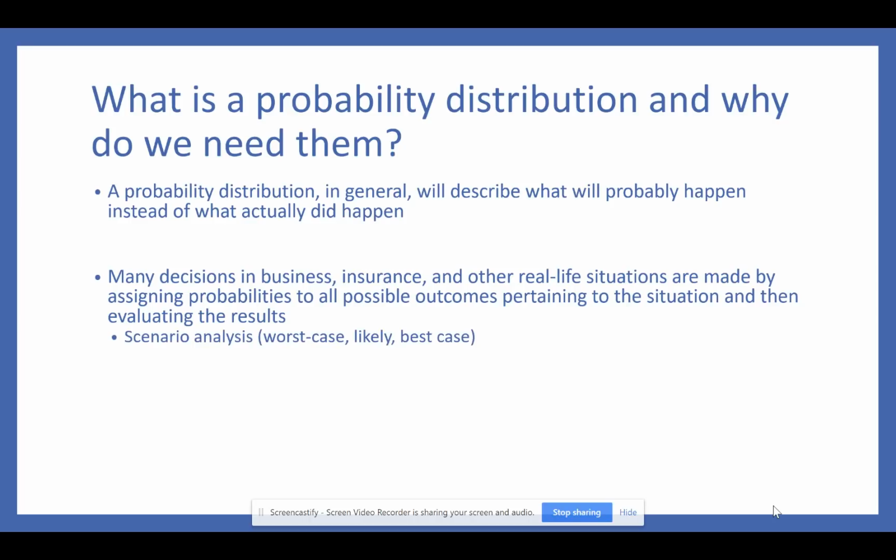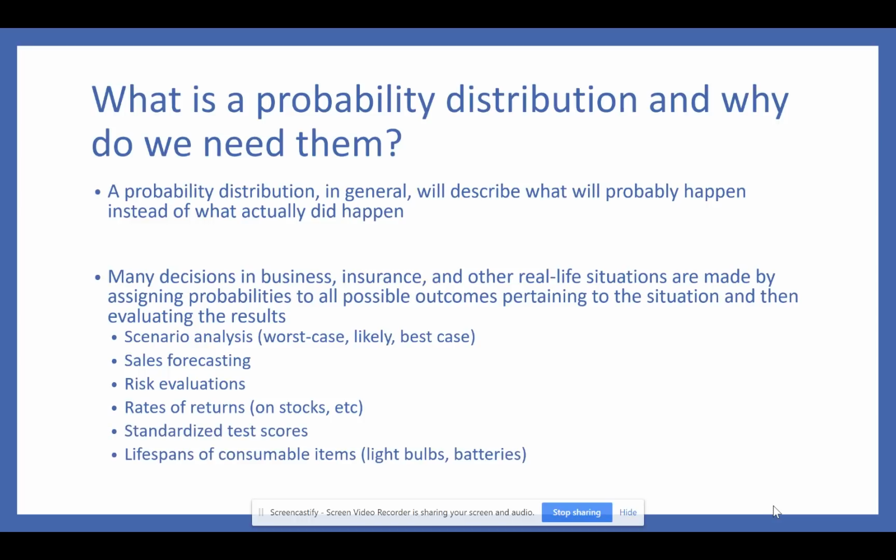For example, a scenario analysis: worst case, the likely case, the best case. Sales forecasting and risk evaluations, determining what's the chance you're going to make a specific number of sales within a given time period. What's the risk of buying a certain stock? Is it going to go up? Is it going to go down? Rates of returns on stocks, standardized test scores, the lifespan of different consumable items like light bulbs and batteries. So there's a wide variety of applications in the real world for probability distributions.